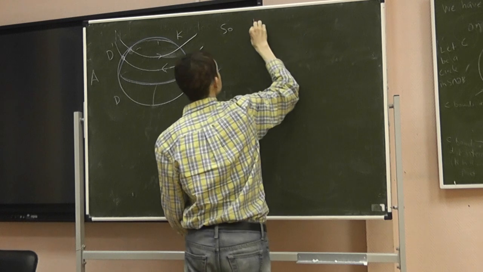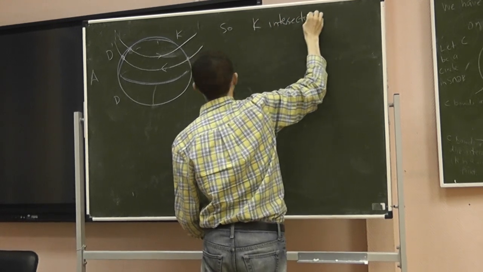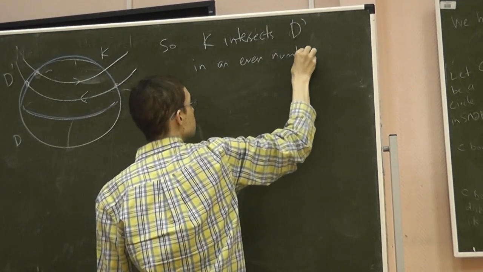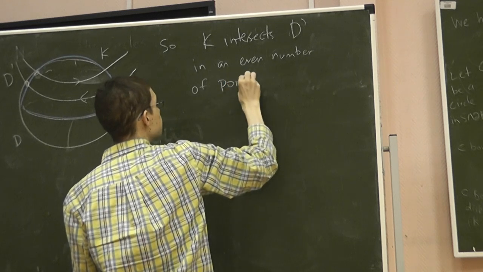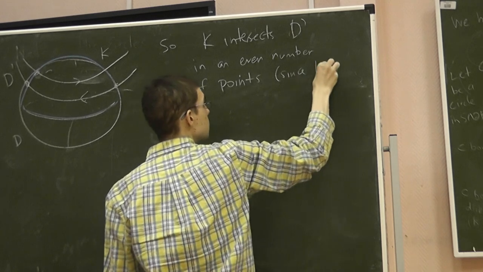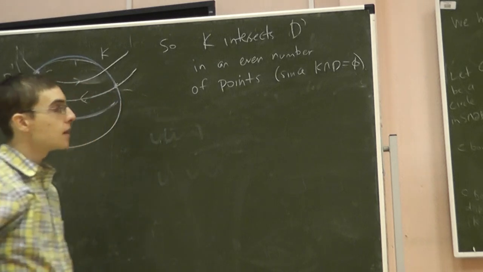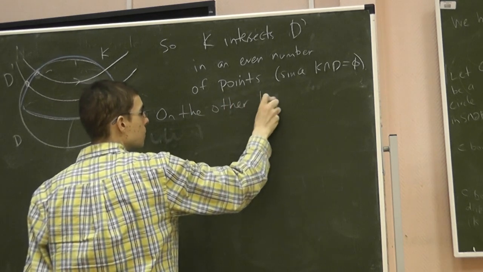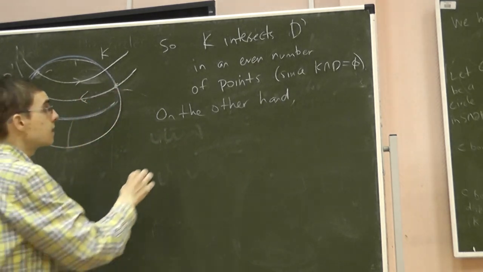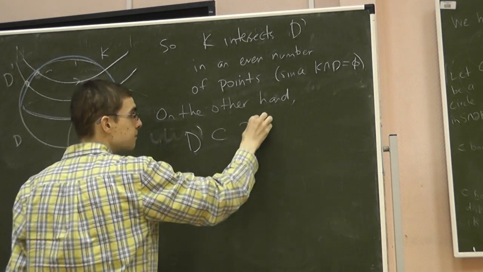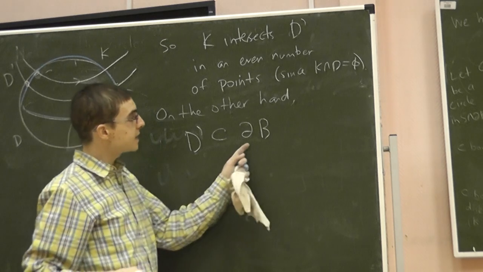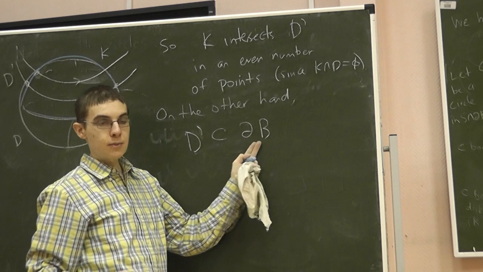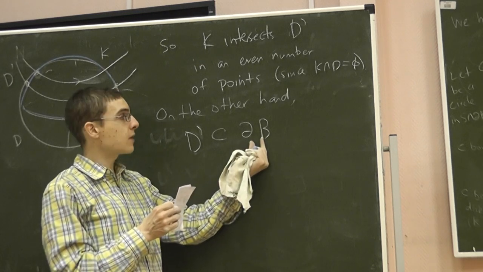So K intersects the upper hemisphere D prime in an even number of points. On the other hand, D prime lies on the boundary of this ball B. Now, how many times does the knot intersect this two-sphere? Remember, this is a two-sphere forming the connect sum P and Q.